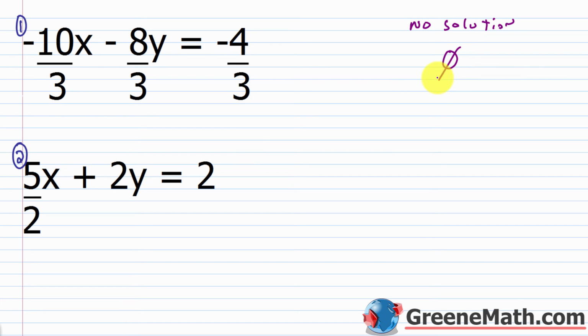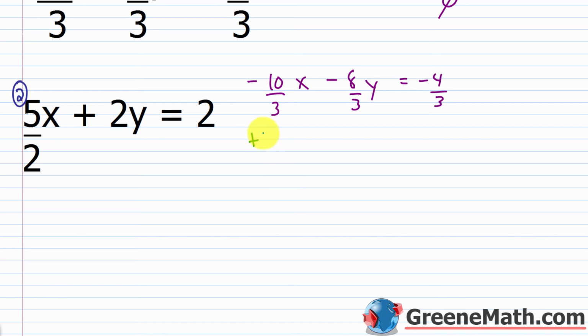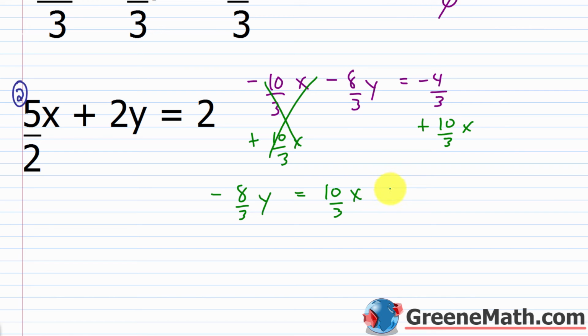So if I have negative 10/3 x minus 8/3 y equals negative 4/3. And I said, hey, solve this for y. What would I get? I would have plus 10/3 x on each side of the equation. That would cancel. I would have negative 8/3 y is equal to 10/3 x minus 4/3. Now to get y by itself, I could multiply by the reciprocal of negative 8/3. So that's negative 3/8. And I do that on both sides. So this would cancel, of course.